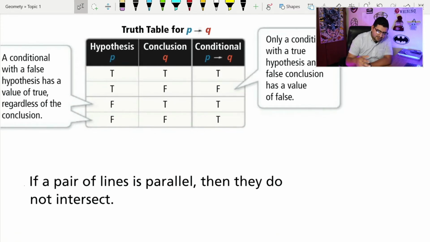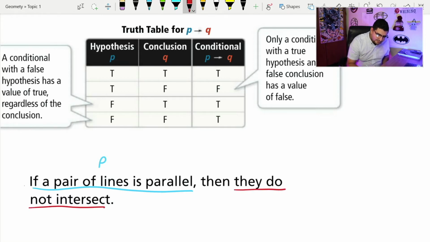So here we have the conditional statement saying, if a pair of lines is parallel, then they do not intersect. So first, let's see what is our hypothesis, what is our conclusion. Our hypothesis is this beginning segment. If a pair of lines is parallel. So this is our P. Then they do not intersect. That would be our Q. This is our Q statement in red.